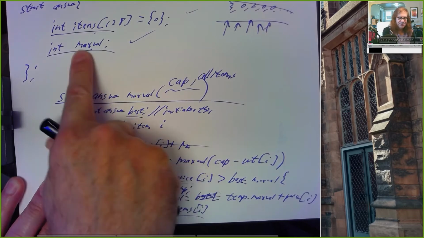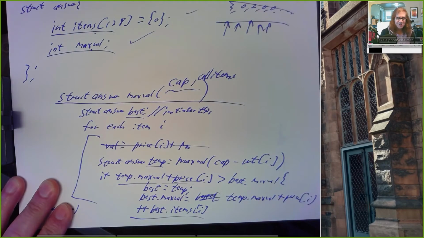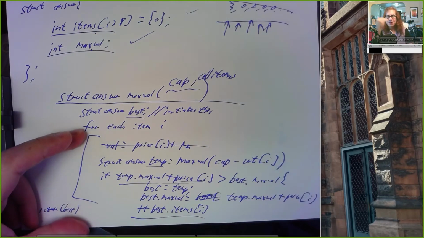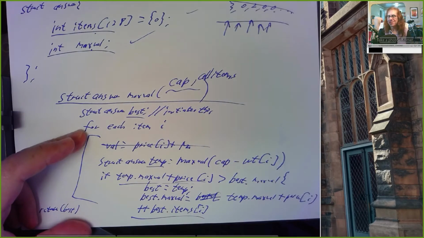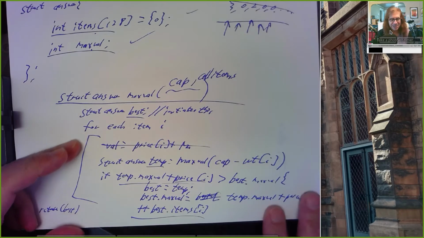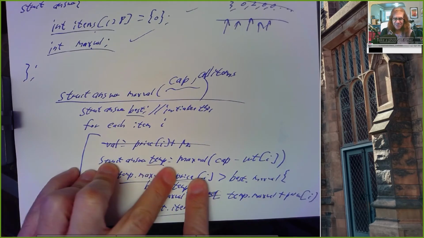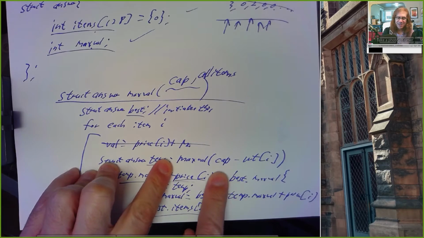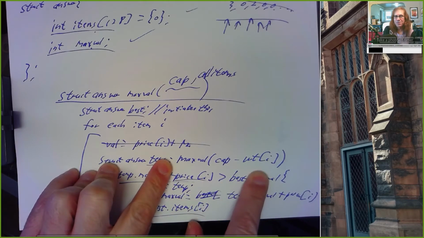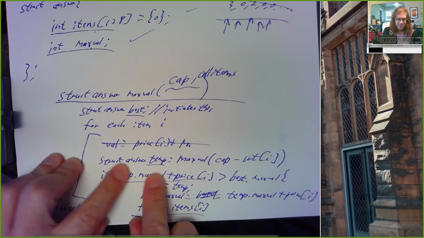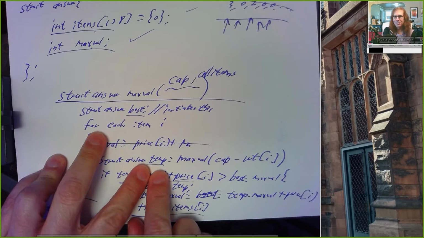Initialize that. So set max val to 0, set your item counts to 0. And then do your regular for loop where you go through each item and you say, what happens if I start by putting item I in my bag? Well, if you put item I in your bag, then you have a bag with a remaining capacity of cap minus the weight of item I. So call max val to see what the best is that you can get out of that reduced capacity bag, right? And save that in a local variable. I'm just calling it temp.